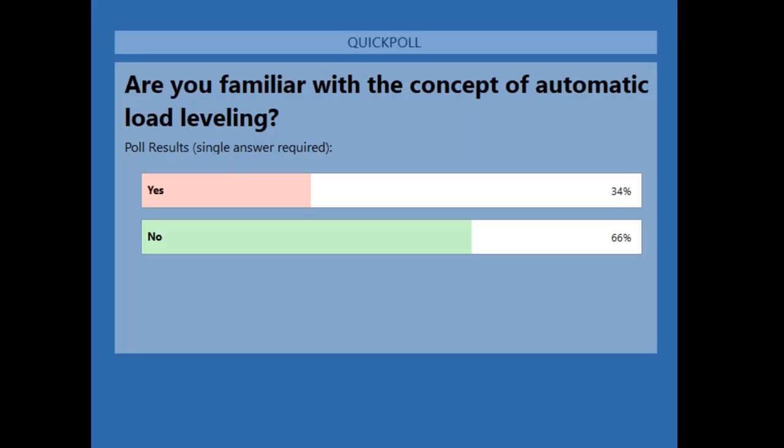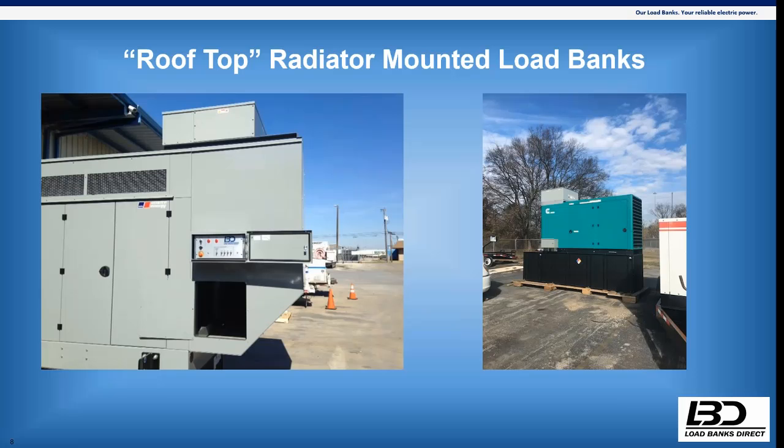All right, looks like we've got roughly 2/3 of the audience is unfamiliar with the concept of automatic load leveling, and 34% are familiar with it. So it's a good time for you to explain what is automatic load leveling. That's cool. Hopefully my explanation will be beneficial.